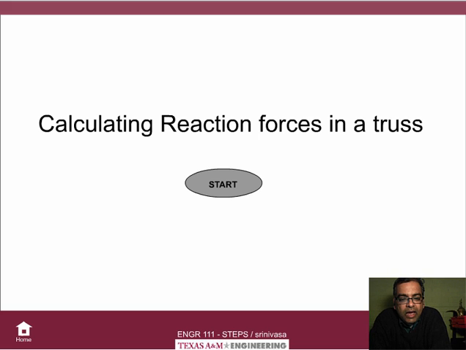This is our class on trying to use all the various pieces that you have learned to do a full structural evaluation. Even though the title says calculating reaction forces in a truss, we are actually going to look at the general method for calculating reaction forces. All of them are in 2D, and you will see that the calculations are pretty simple. Okay, so let's start.